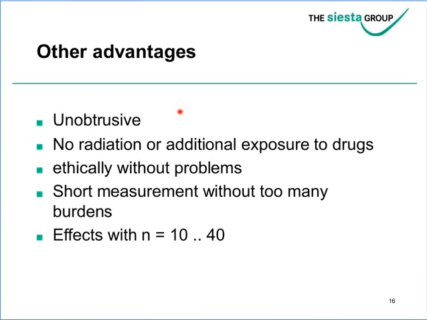Other advantages for EEG include that the measurement is more or less largely unobtrusive. It does not bother the subjects all too much. It doesn't harm them. There's no radiation or other additional exposure to drugs. So ethically, usually the use of EEG in a clinical trial is practically without problems. I already mentioned that the measurements don't take a very long time. At the longest, typically about 8 minutes per paradigm. So you can make repeated measurements without too many burdens.